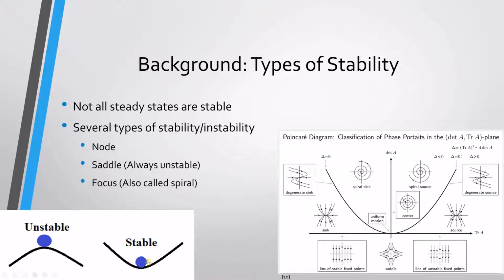However, now think of a boulder placed at the very bottom of a valley. A slight push left or right would eventually cause this boulder to return to its original position. This would be an example of a stable steady state.